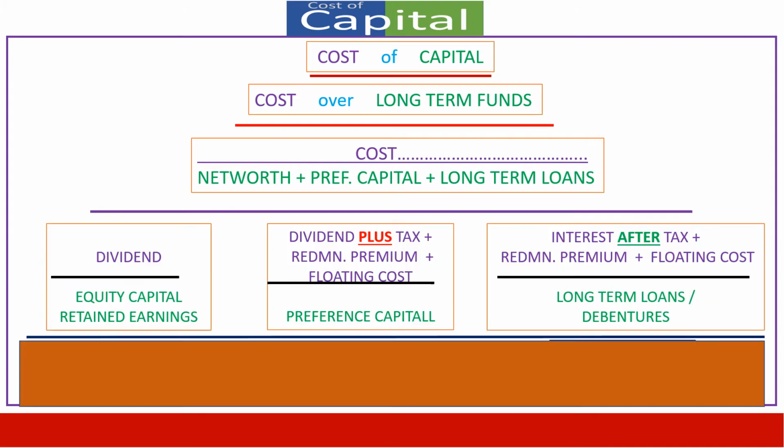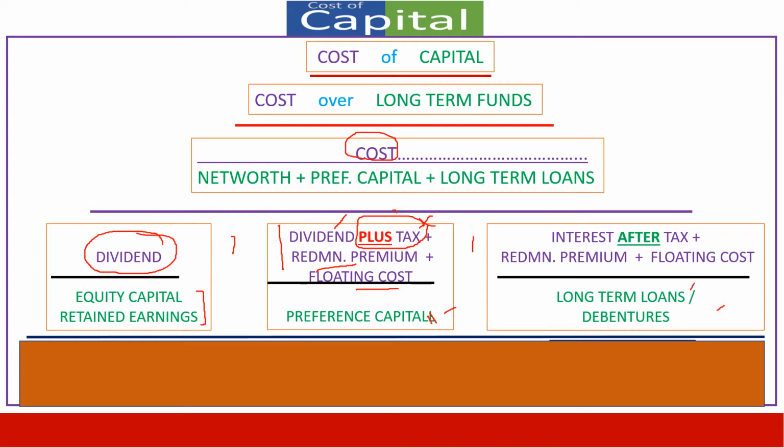under any circumstance. When we put these three baskets together, equity capital and retained earnings, preference capital, and long-term loans and debentures, we find the concept of cost in respect of each of these is distinct and different. The cost that a company incurs on equity and retained earnings is dividend. In case of preference share capital, it is dividend, and it will include tax when it is irredeemable preference shares. It is not applicable in respect of redeemable preference shares. There will be redemption premium and also issue expenses, which are also called floating cost. These are the costs incurred by the company in respect of preference capital.